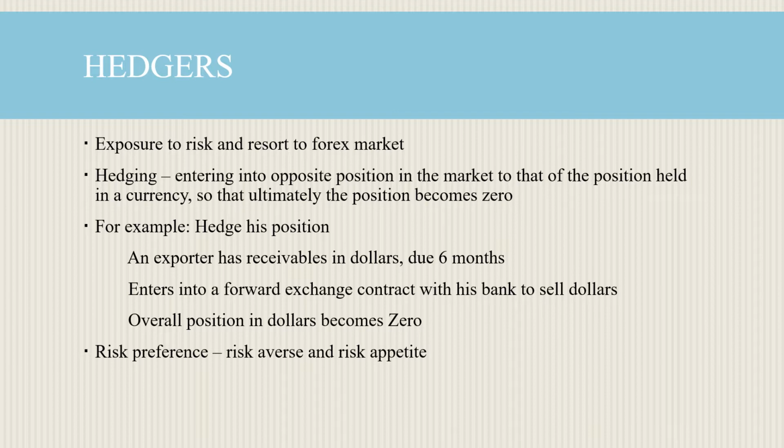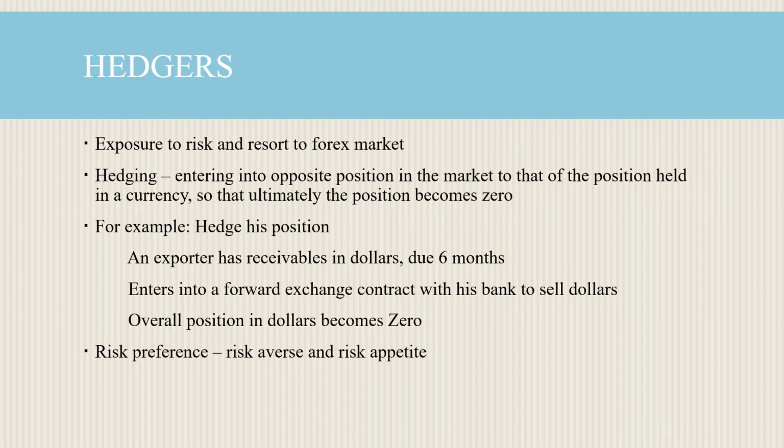He's going to receive some amount in dollars after 6 months. Now he's entering into a contract, so when that amount comes to him, he can use it to pay off this debt. So his overall position in dollars becomes zero. That is how hedging or hedgers work.